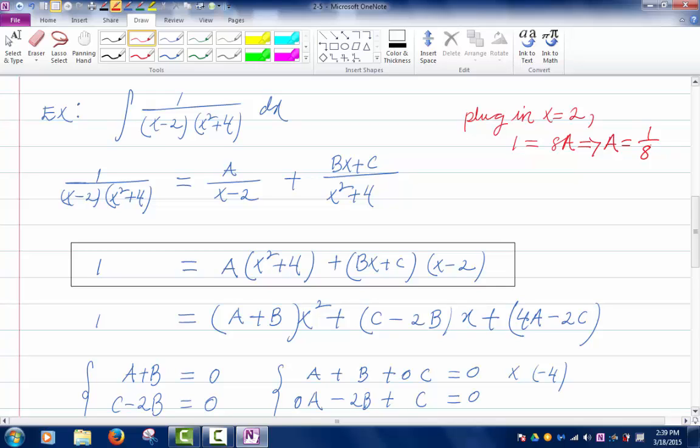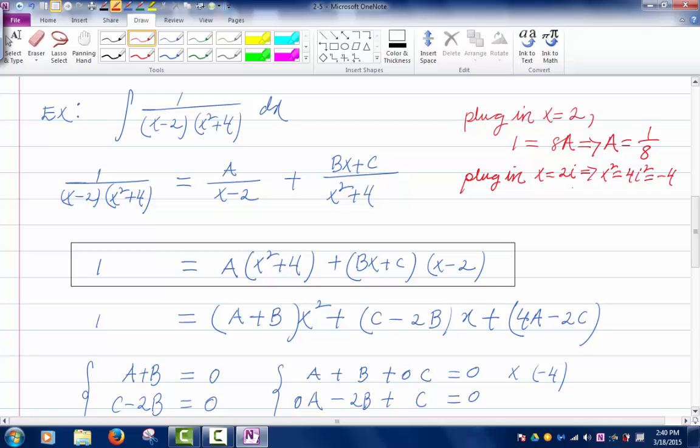Plug in... how can you make x squared plus 4 equal 0? Well, it's not going to happen with real numbers. But if you feel comfortable working with complex numbers, you can plug in 2i. That would imply x squared is, if you square 2i, you get 4i squared. But what is i squared? It's -1, so you get -4, right?